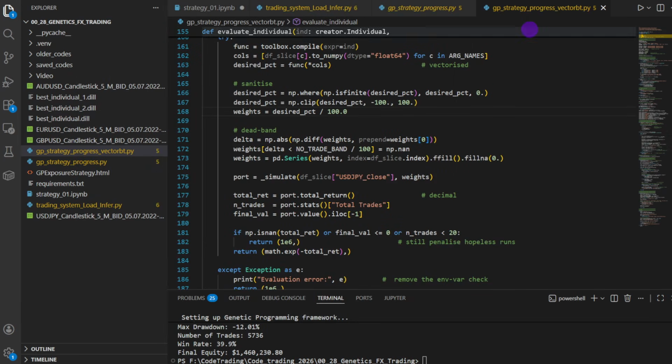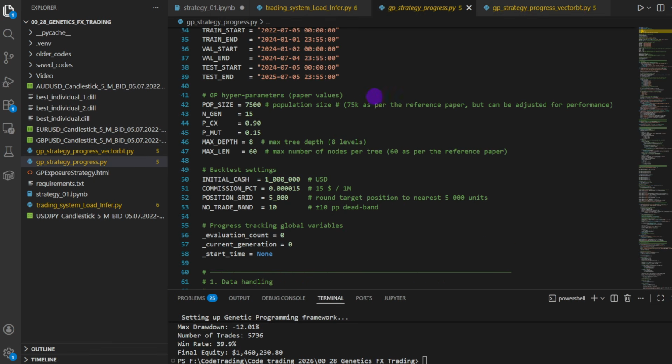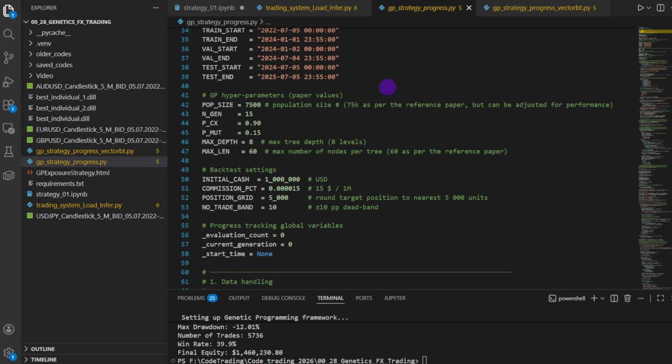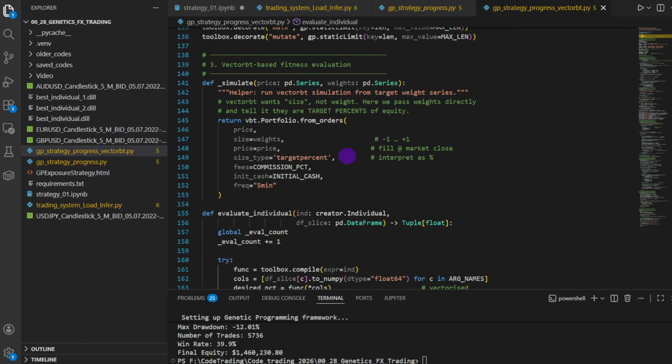Now, if you have noticed, I have 2 files, GP strategy progress vector BT and GP strategy progress. This one uses backtesting.py, which is more discrete in the backtesting process. And this one uses vector BT, which is vectorized, and it runs much faster, which is needed actually to backtest and do this kind of heavy computation experiment. But my preferred method, even if it's slower, is this one because it's discrete. So using backtesting.py, because for each trade, we know what we are doing and we're not really bulk executing in a vectorized way. And here you can see how vector BT is used in this file, or backtesting.py in the previous file. It's the same.